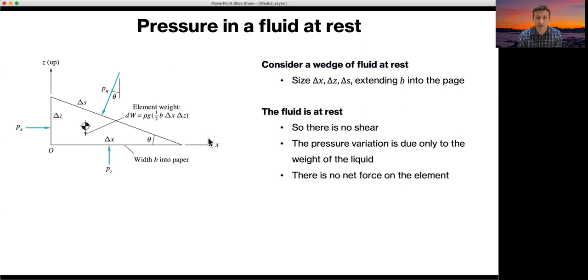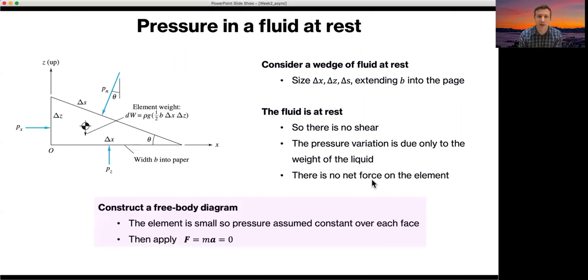As we saw in the previous slide, there's no shear. And in this case, the pressure variation is due only to the weight. It's the only force which is acting on this fluid. There's no other force. And so in order to analyze this system, we're going to construct a free body diagram. So we're going to use this small element and then apply Newton's second law, F is equal to ma. Because it's at rest, we know that ma is equal to zero. There's no acceleration, it's not moving, so the resultant force on this system is zero.